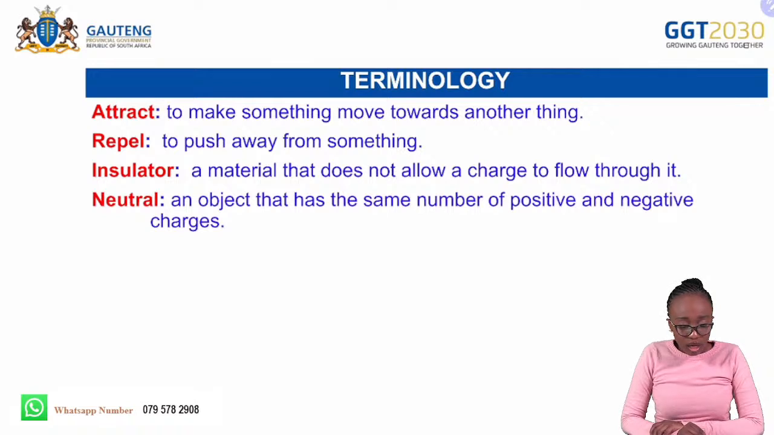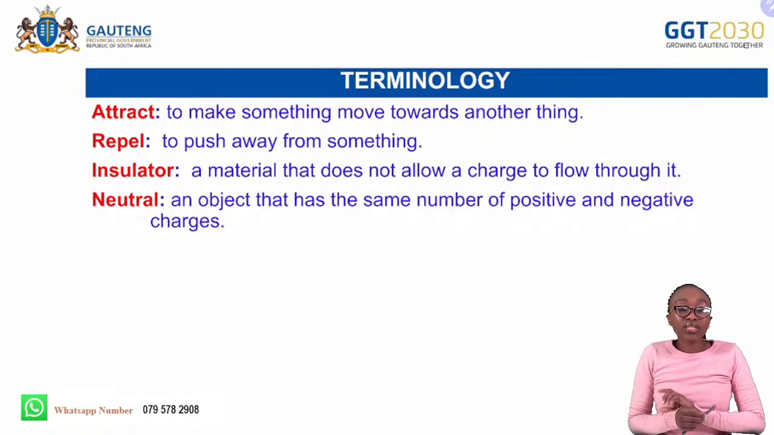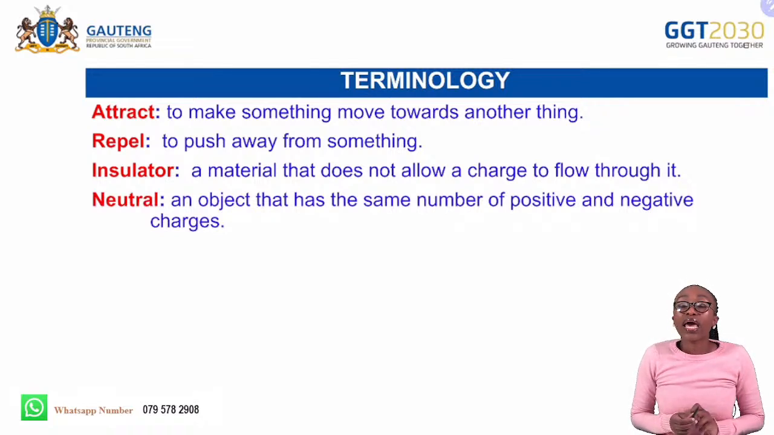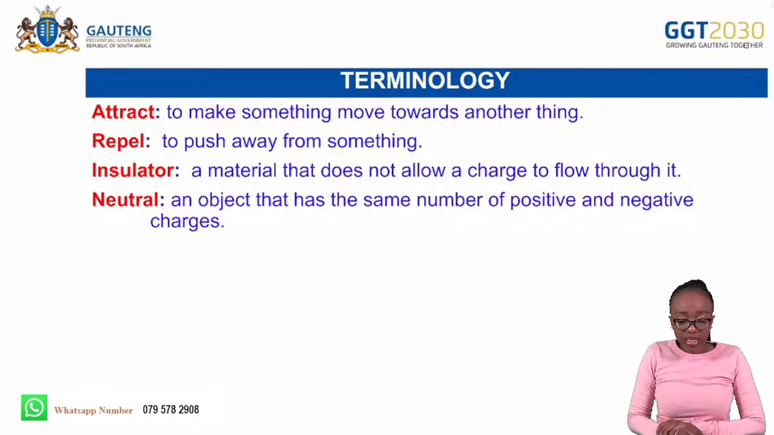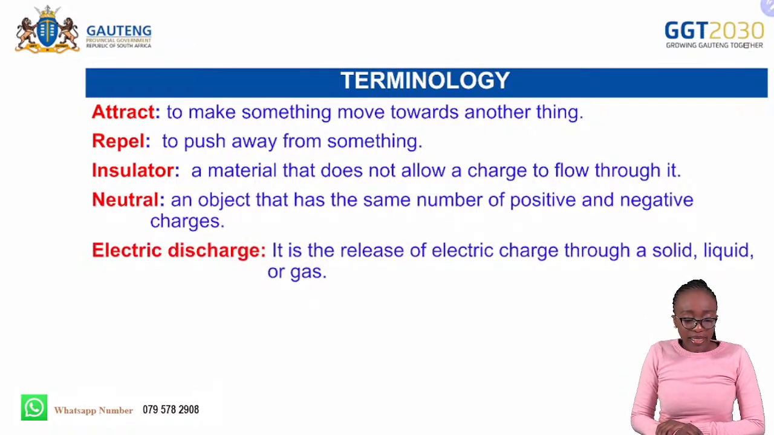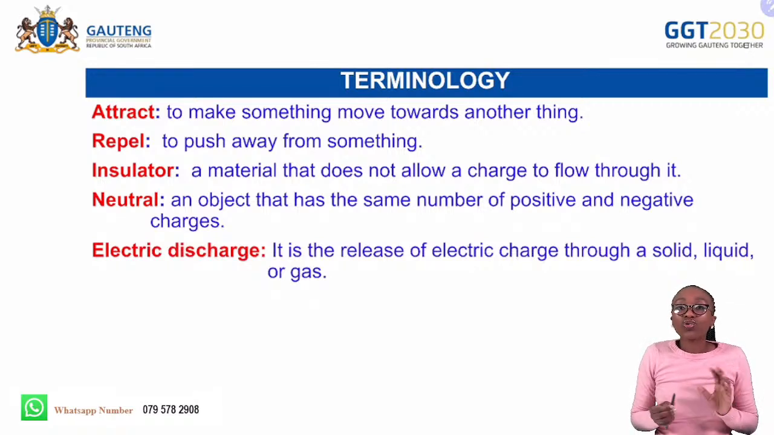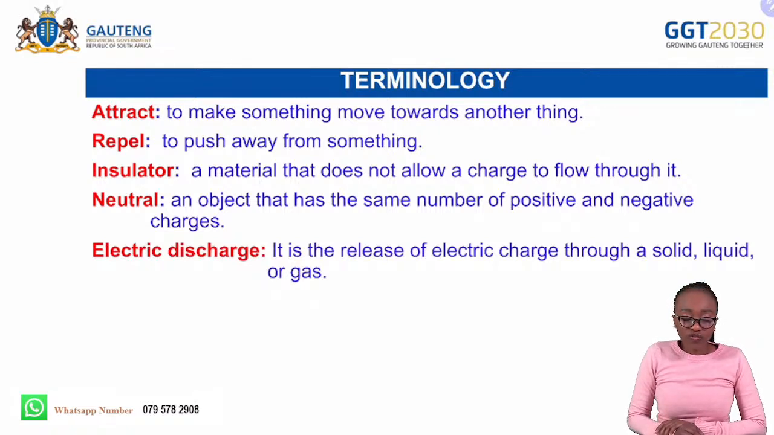And then neutral. A neutral object is one that has the same number of positive and negative charges. Remember from our baseline activity, we said that that particular atom in the diagram had a neutral charge. This is because it had the same number of protons and the same number of electrons. So we said it has a neutral charge. And then electric discharge. It is the release of electric charge through a solid, a liquid, or a gas. So we're talking about different materials in different phases here.